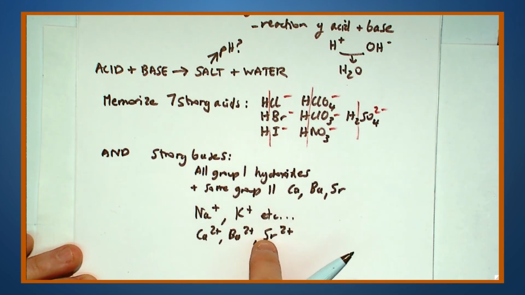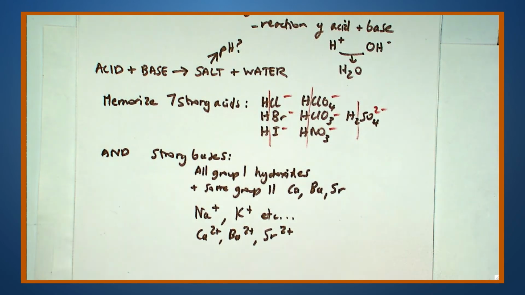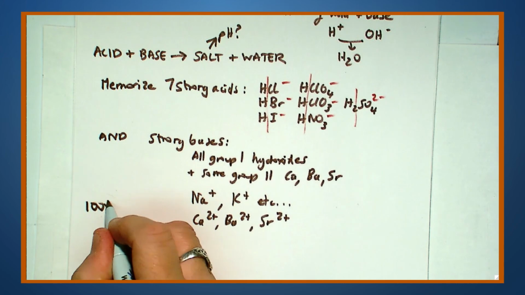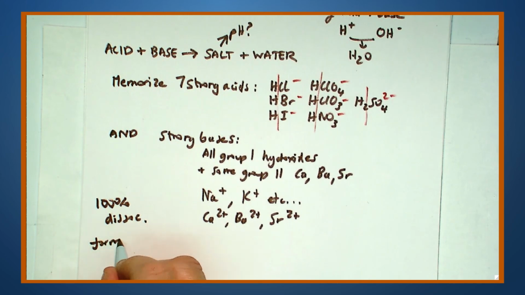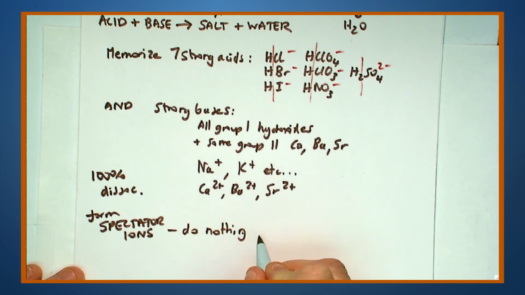So basically some combination of these with some combination of these. That's a lot of combinations, but if you memorize the parent acids and bases, then if you see anything other than that, it's a weak acid or a weak base if it's not on this list. So that's very important because, of course, strong acids and strong bases have 100% dissociation and they form spectator ions. And these do nothing in water. They just sit around and watch.